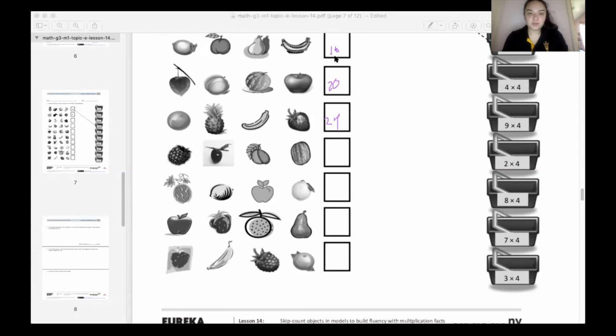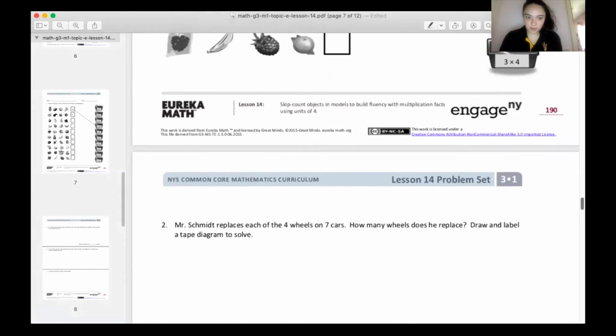And this is 16, so 16, 20, 24, 28, 32, 36, and 40. And we're not going to match this up since we can't see all of them, but that is how we skip count. We skip counted all the way up to 10. Move to the next problem.